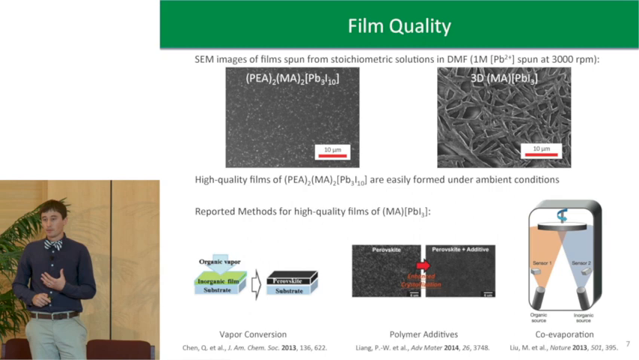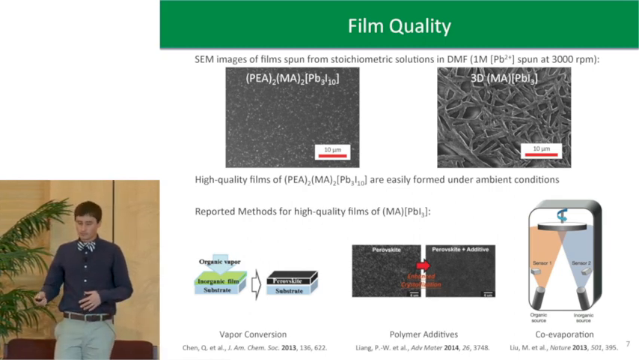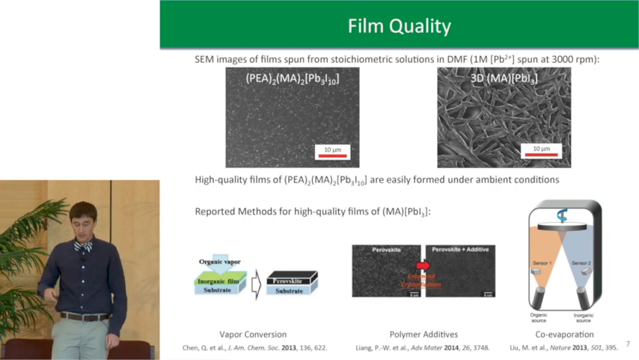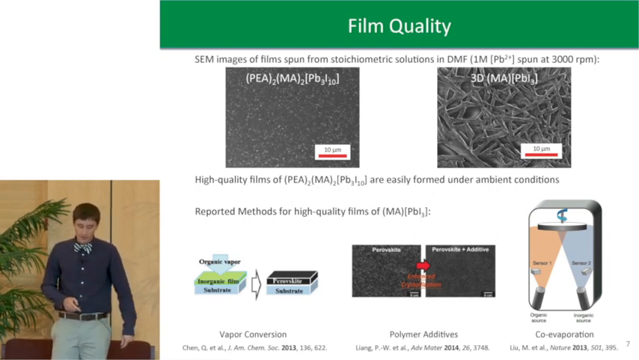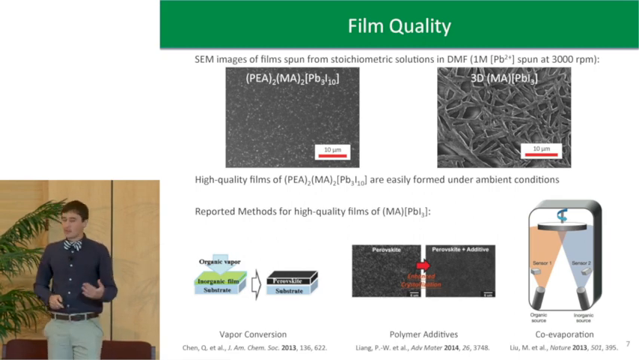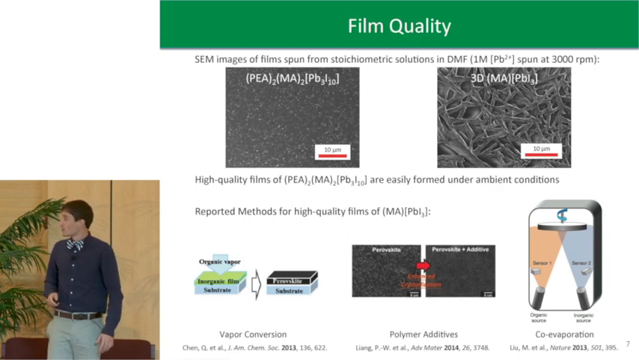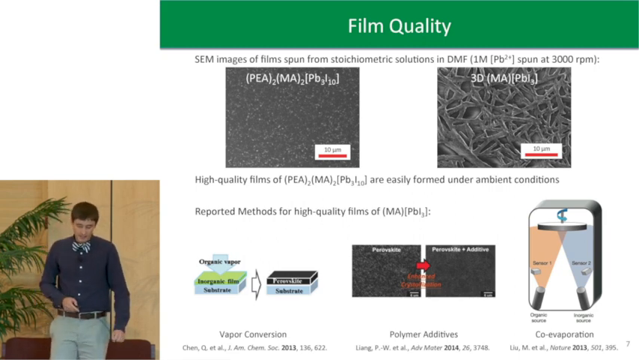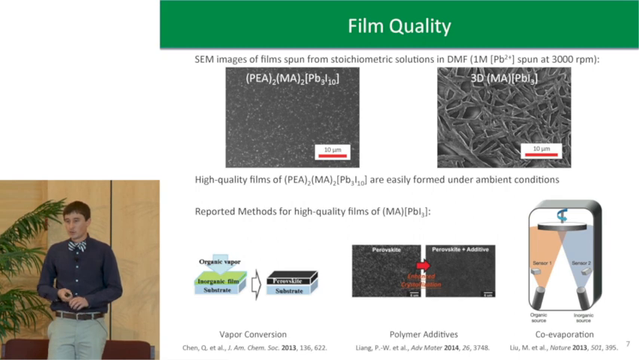So making films of this material is very easy. We use a single-step solution spinning step from a 1 molar lead concentration in DMF. Shown here on the left is an SEM of the N=3 material, and it's really hard to see much because it's really flat. But if you try and do the same technique with the 3D perovskite shown there on the right, first of all, you need to anneal it to actually form the material. So that's one step that's extra.